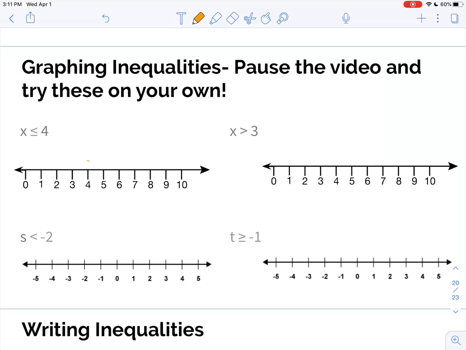So x is less than or equal to 4. Closed dot, pointed to the left. x is greater than 3. Open dot, pointed to the right. s is less than -2. So open dot, and it's less than, so go to the left. And t is greater than or equal to -1. Closed dot, greater than, to the right.